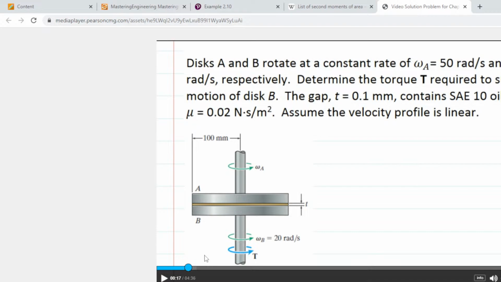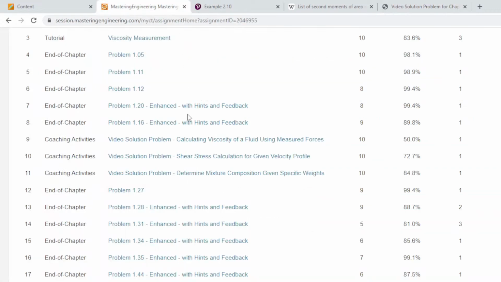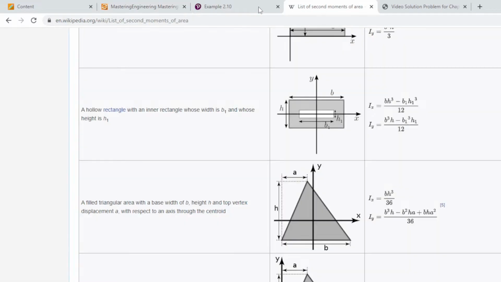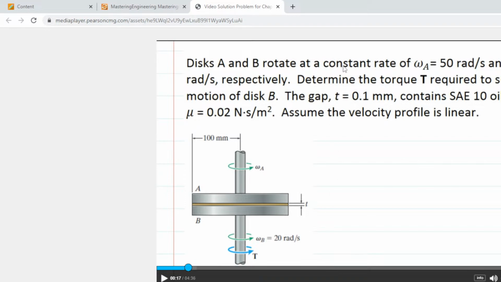Now, what is he saying? He says the rotating constant speed determine the torque required to sustain the motion. Then he gives you the gap. And so that would be assuming that, let me look back at, where was that? It's not here. It's another window, I believe. Oh, is it another window? Okay, here.